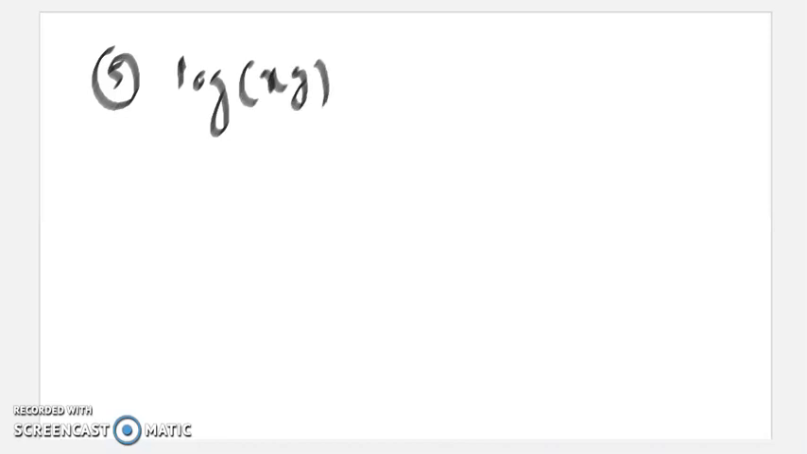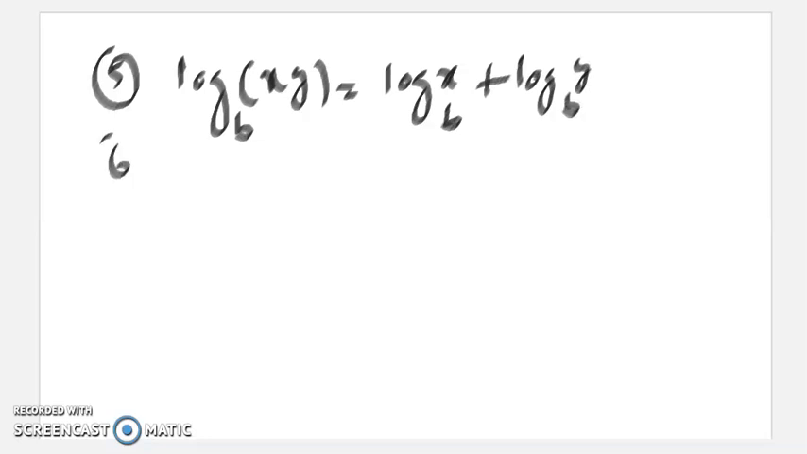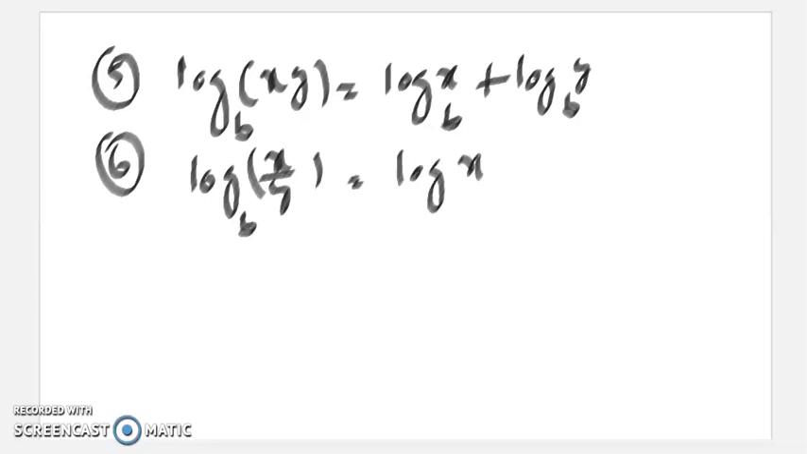And some more identities are there. Fifth one is the product rule. What is the product rule here? Log of xy with any base b is equal to log x base b plus log y base b. Sixth one is the quotient rule. Log of x by y with any base b is equal to log x base b minus log y base b.